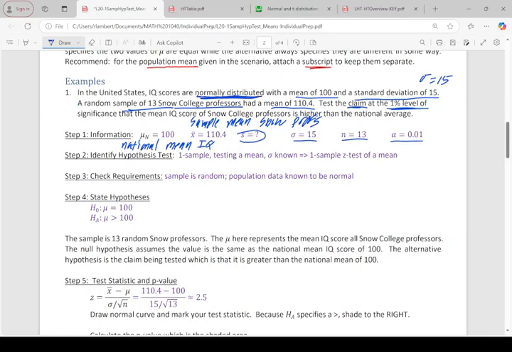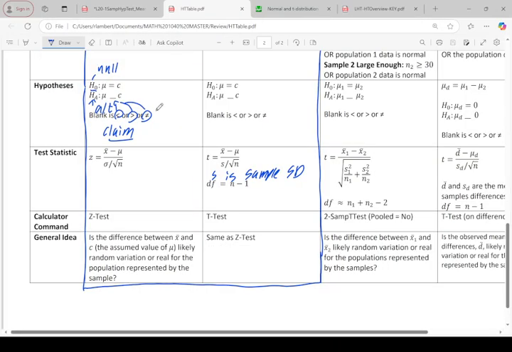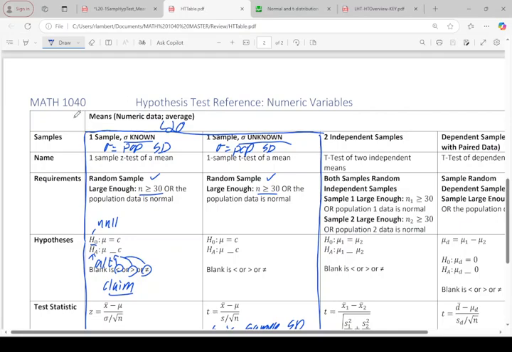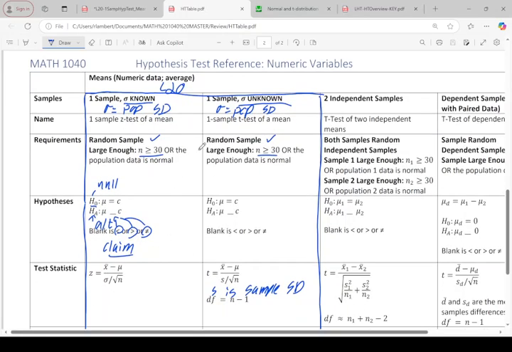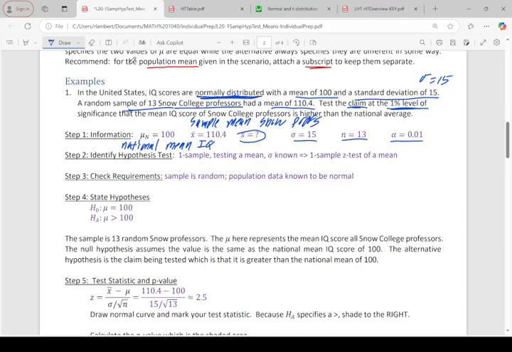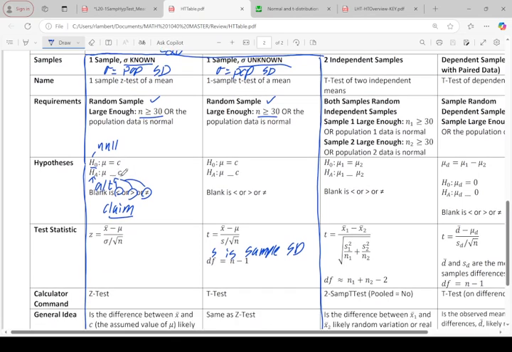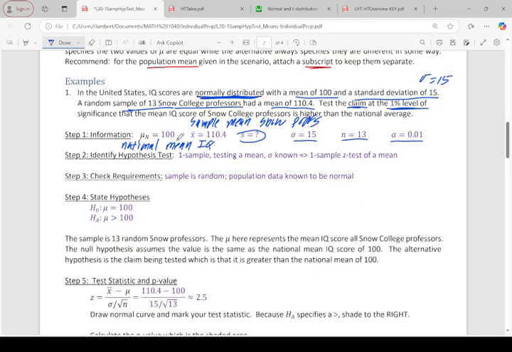All right, so we have one sample. We're testing a mean. This is average and mean. So if we were looking at this, we're doing means. We have one sample and we know sigma. So we're in this column here, which is a one sample z-test of a mean. The requirements for this are you need to have a random sample and either 30 or higher sample size, or the data is known to be normal.